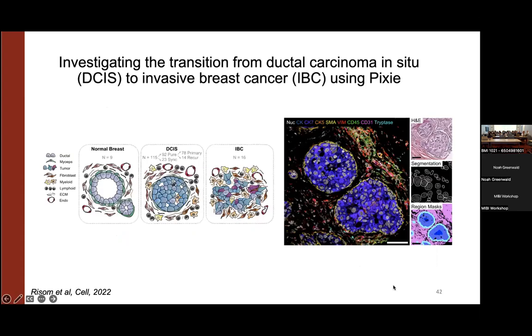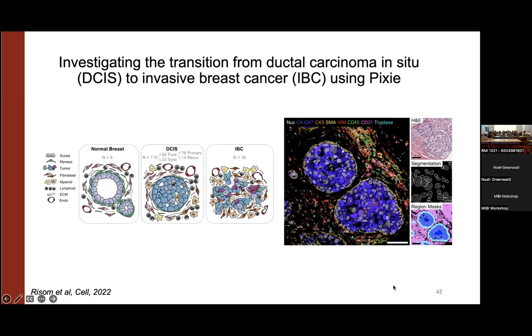Okay, so finally, I'll share a small vignette about when we used pixel clustering to investigate the transition from ductal carcinoma in situ, or DCIS, to invasive breast cancer, or IBC. This was published earlier this year in Cell. DCIS is a non-obligate precursor to IBC, meaning that not all women who have DCIS will progress to IBC. And the reasons why some women progress and some don't are relatively unknown.